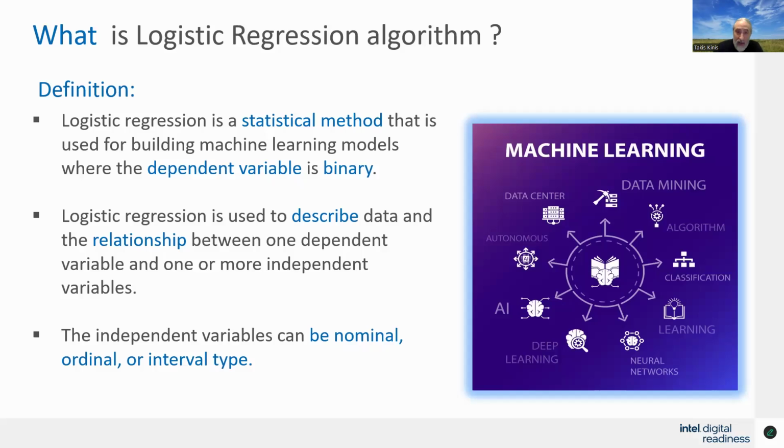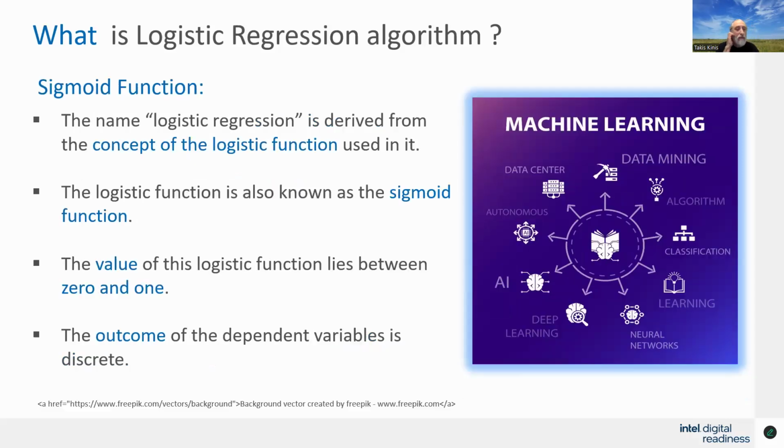We use it, it says here, to describe the data and the relationship between one dependent variable and one or more independent variables. And it says it can be nominal, ordinal, or interval type, so all three different types of data. If you don't remember what those are, you should have learned them in your data analytics class. They're different categories of numerical information.